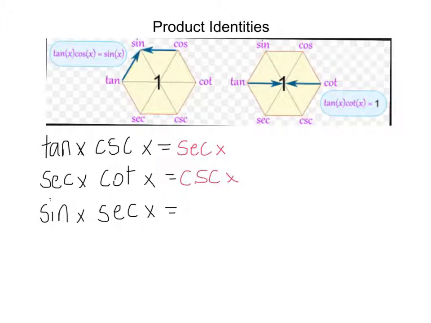And one more. Sine times secant, again around the outer edge. So those two multiply to be the one in the middle, tangent.